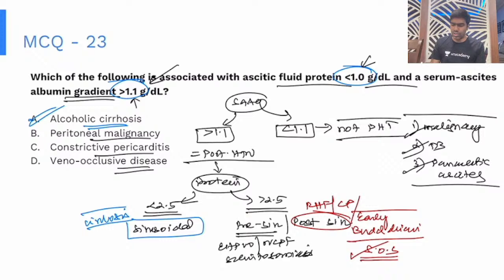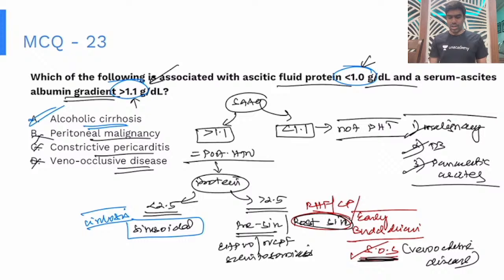And again, veno-occlusive disease being a post-sinusoidal cause, that is, veno-occlusive disease is nothing but SOS, that is sinusoidal obstruction syndrome. So in veno-occlusive disease, you should have had an ascitic fluid protein of more than 2.5, not less than 1. So definitely even this is not an answer. The right answer for this question is of course alcoholic cirrhosis.